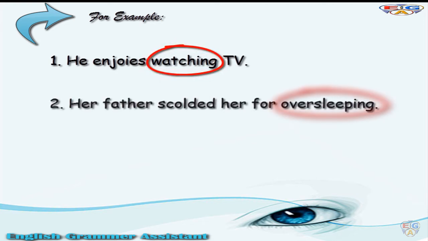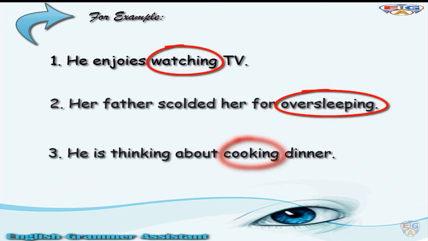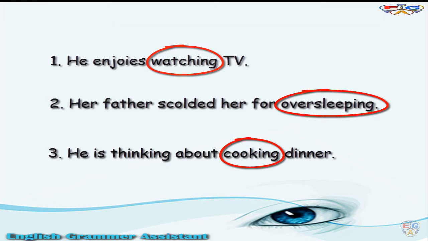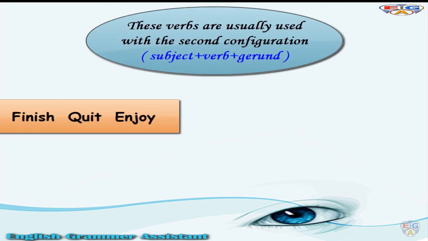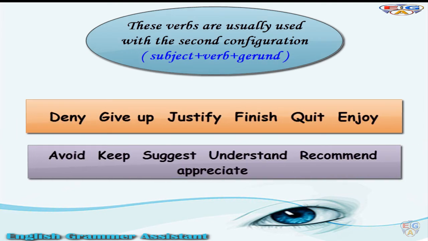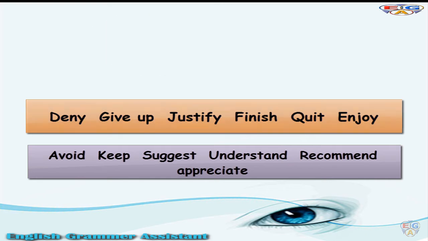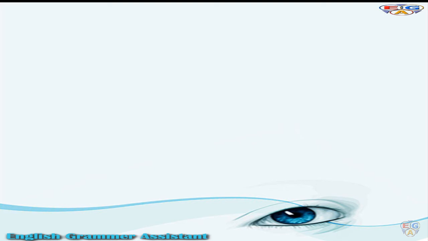For example, 1. He enjoys watching TV. 2. Her father scolded her for oversleeping. 3. He is thinking about cooking dinner. These verbs are usually used with the second configuration, the configuration subject plus verb plus gerund.